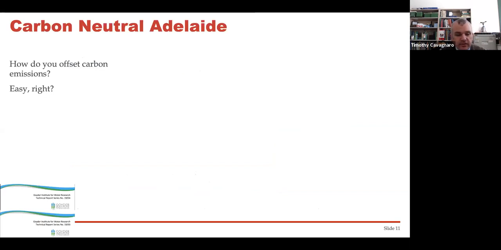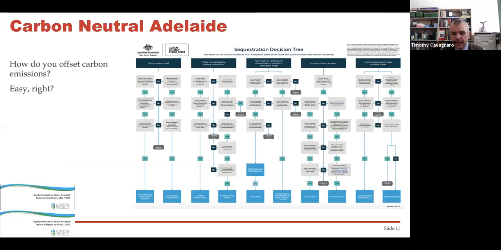So how do you offset carbon emissions? Well, it's pretty easy, right? You grow some trees or you change the way in which you manage your soils. Fortunately, the federal government through the Emissions Reduction Fund have put out this handy guide that's very simple to follow. As you can see, there's a whole host of different actions that you might take, and there's a pathway diagram here to decide whether or not that's the approach that you can take for your particular land use context.